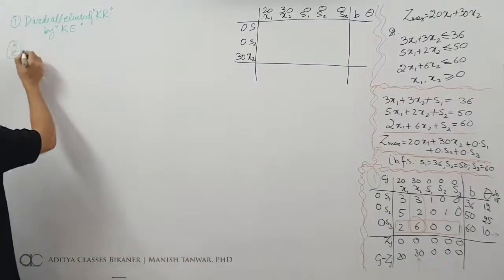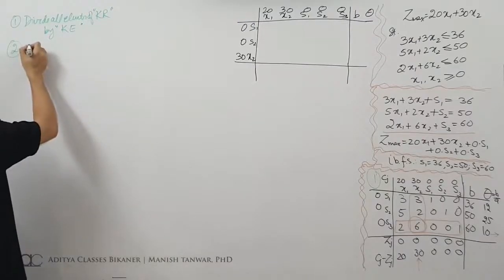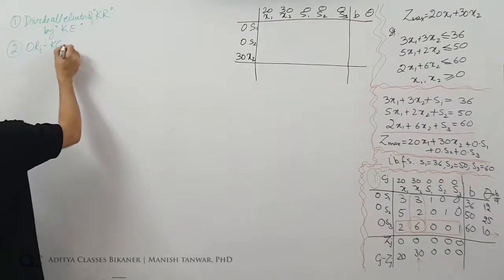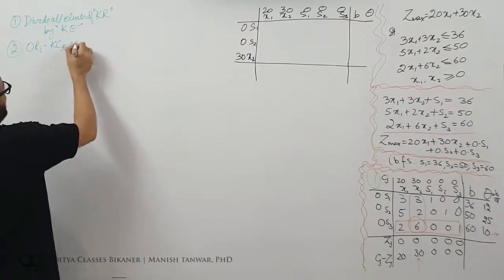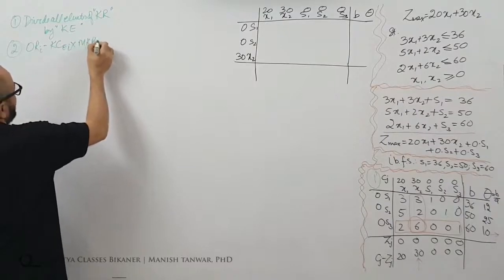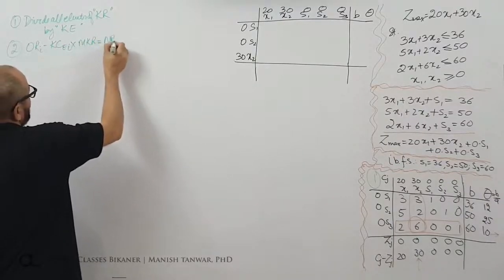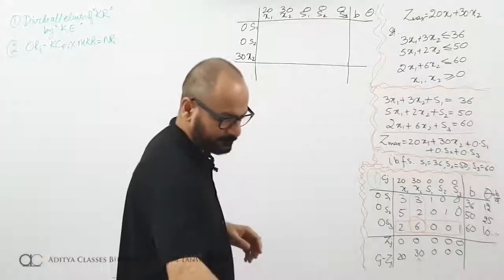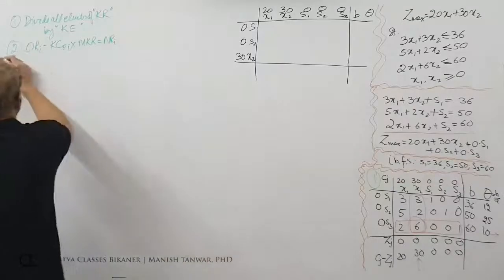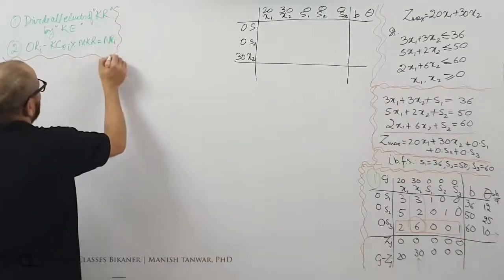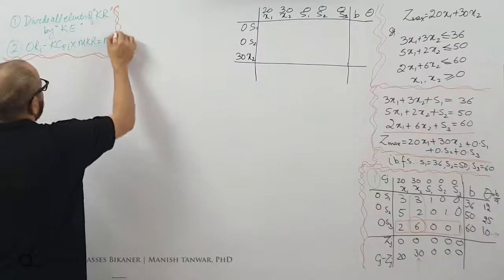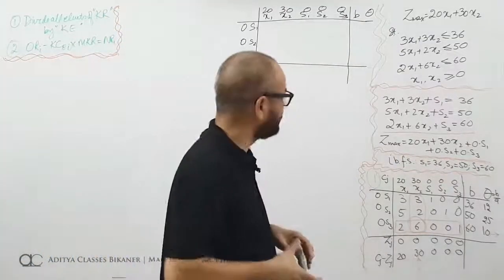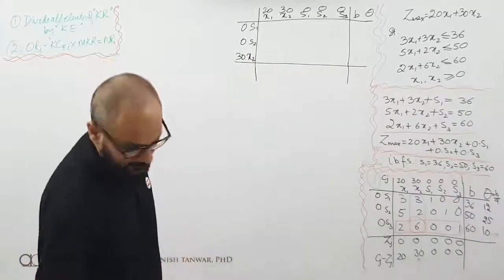The second rule is that new row i is equal to old row i minus key column element i multiplied by modified key row. These are the two rules that we'll be making use of. So we have put them over here so that we can refer to them whenever the need arises. Now let us get on with our task.